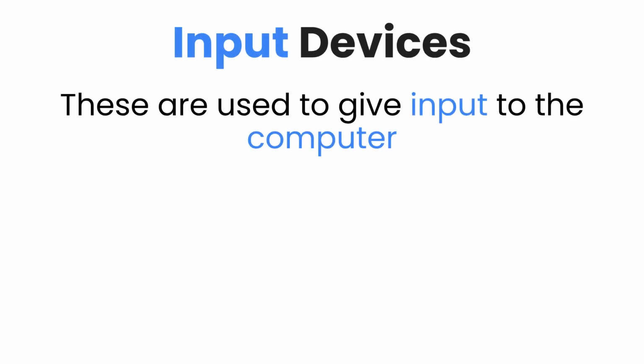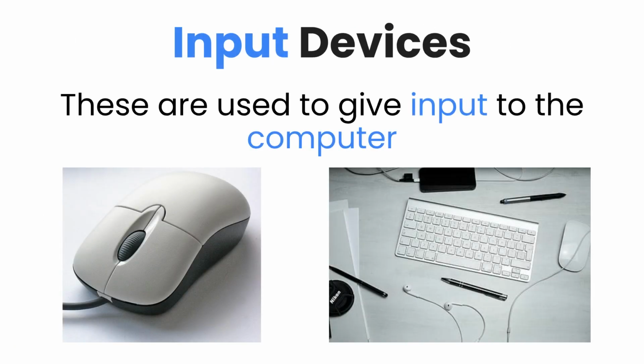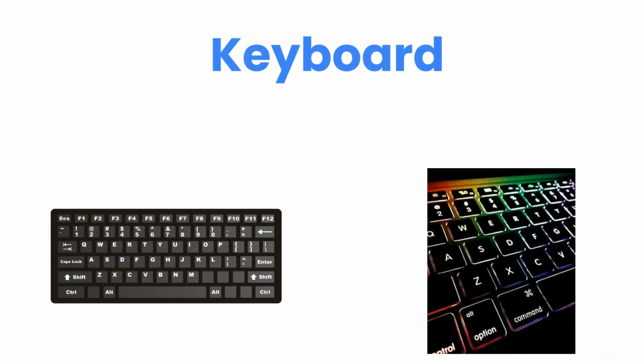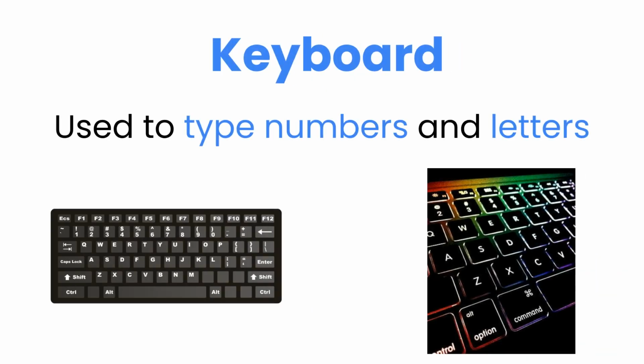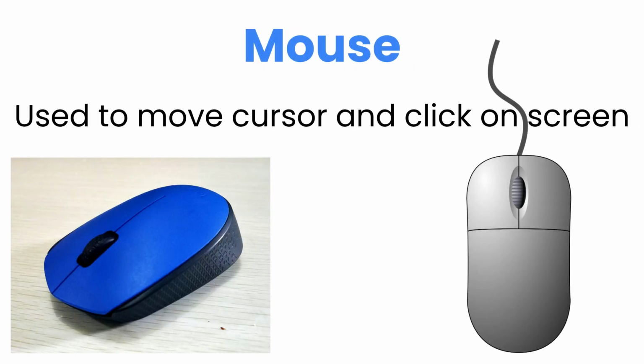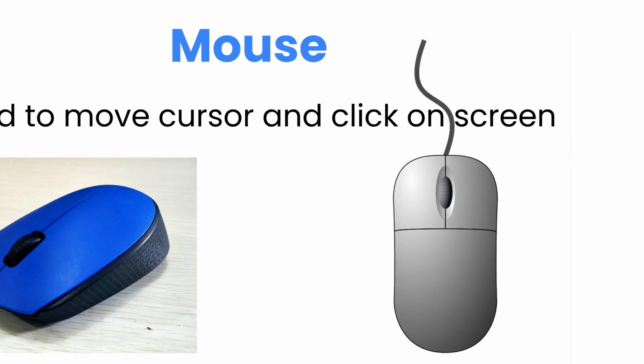We start with input devices. These are used to give input to the computer, allowing us to interact with it. The keyboard is an essential input device. It is used to type numbers and letters to communicate commands to the computer. The mouse is used to move the cursor and click on the screen, providing another way to navigate and interact.